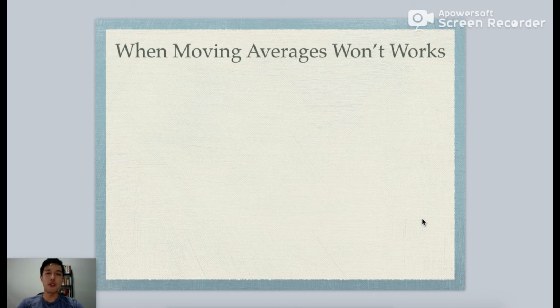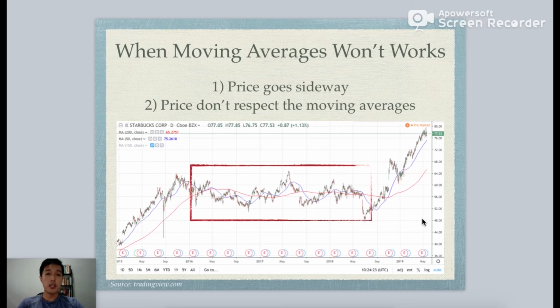So when will moving averages not work? The first is when prices are going sideways, and the second is when prices don't respect the moving averages. As you can see here, when the price starts to consolidate sideways, the range of the price is generally very, very narrow. In that case, the moving average will take an average over the last period, in terms of days or months.